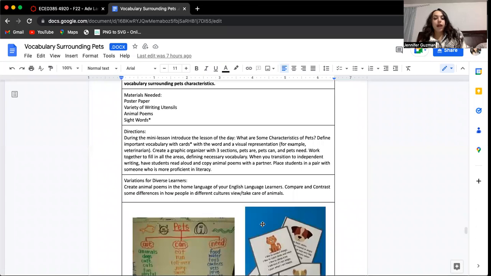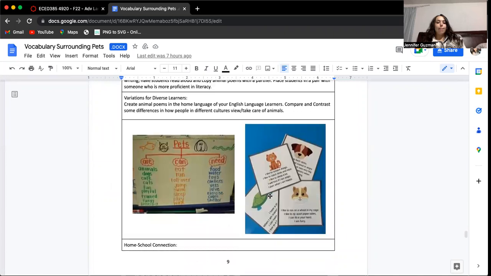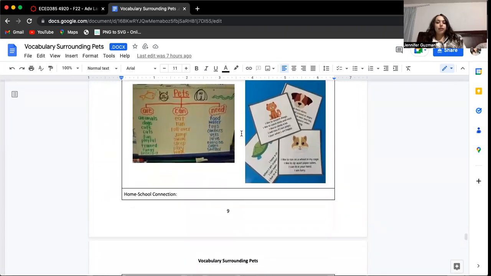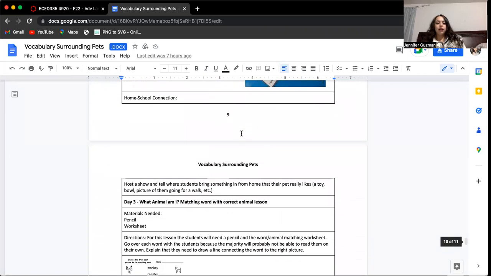Defining necessary vocabulary when you transition to independent writing. Have students read out loud and copy animal poems with a partner. We can pair the students with someone who is more proficient in literacy. And here are some examples of what that may look like.